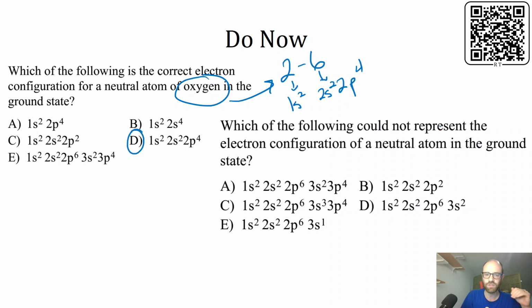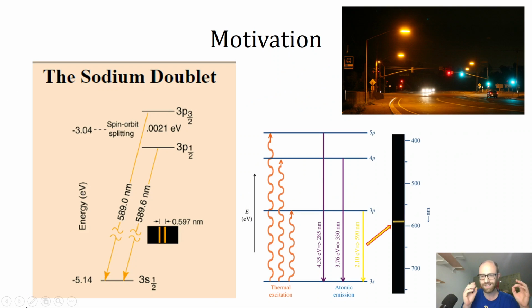For the second question, which one of these could not work, is disallowed, it's this 3 here in front of the S. It indicates that this is impossible because you cannot fit more than 2 electrons into an S sublevel. For today, we're going to subdivide things even further.